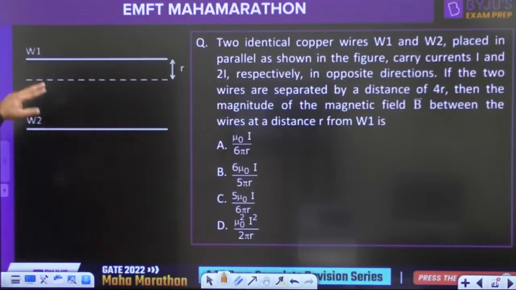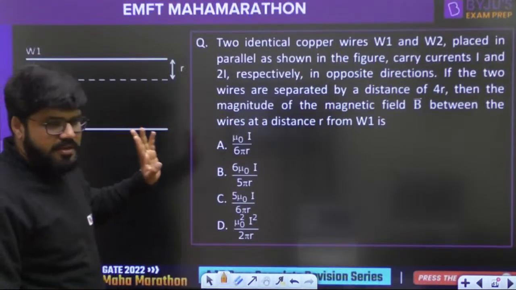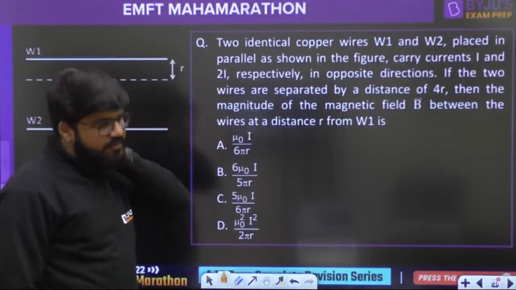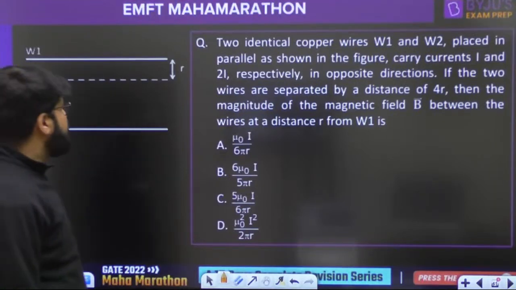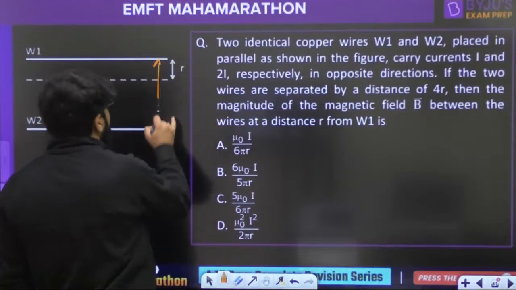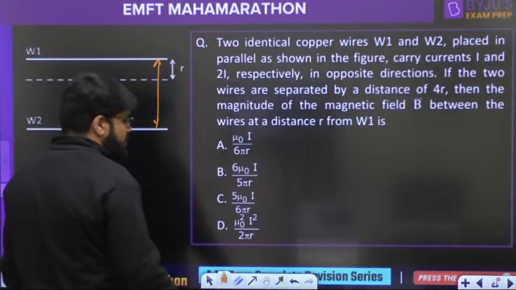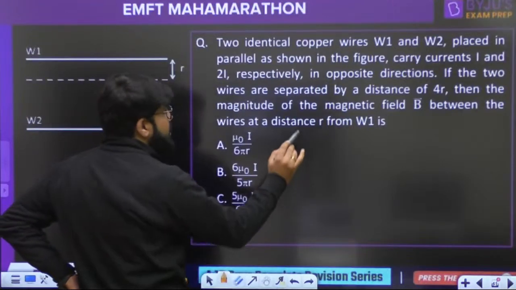They are placed parallel as shown in the figure and they carry the currents I and 2I but in opposite direction. One of them will carry current I, another one will carry the current 2I but in the opposite direction. If the two wires are separated by a distance of 4r, ये total distance 4r होना चाहिए. What is the magnitude of the magnetic field B?